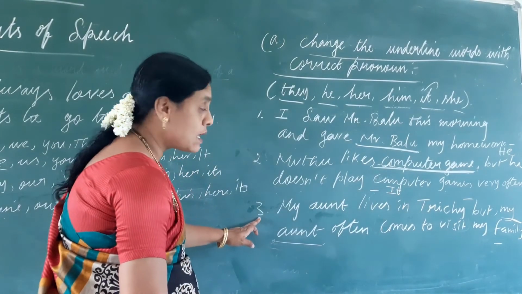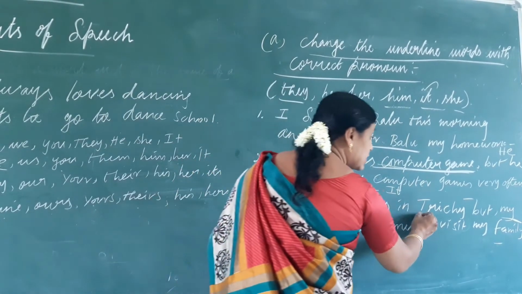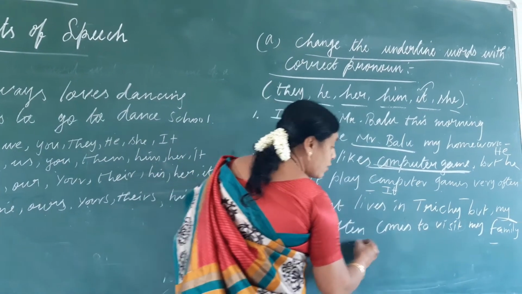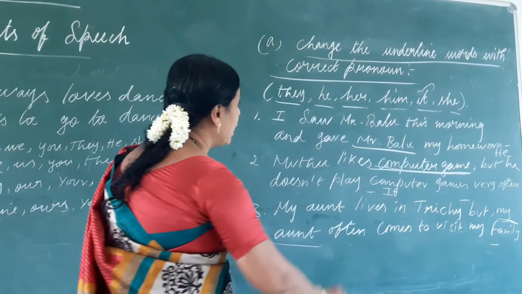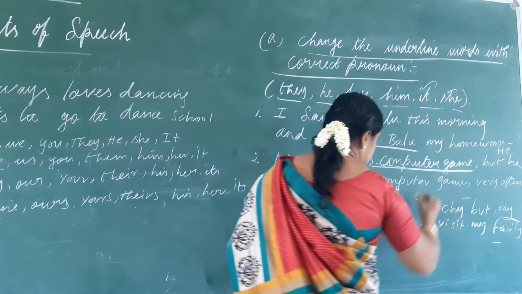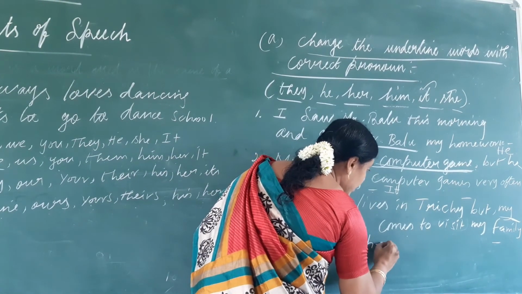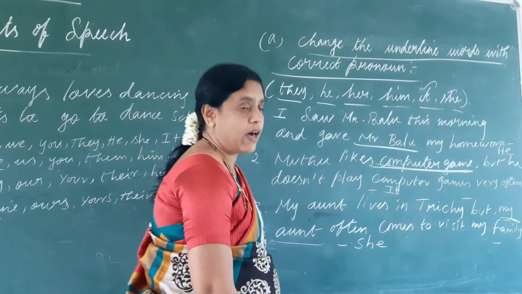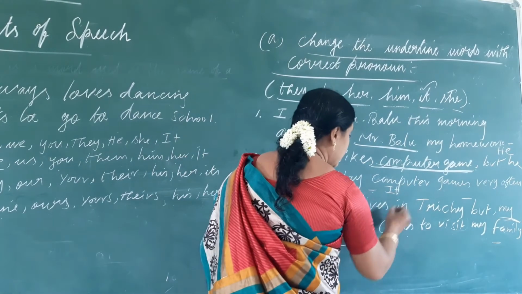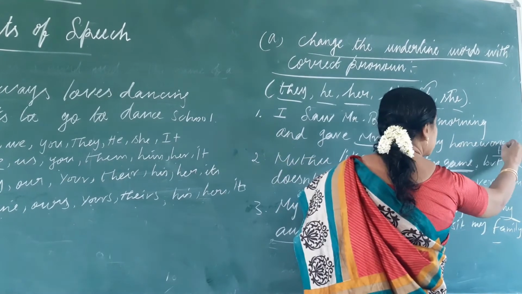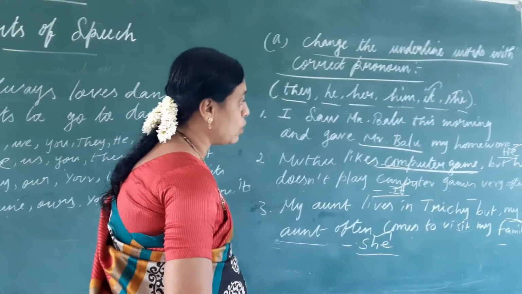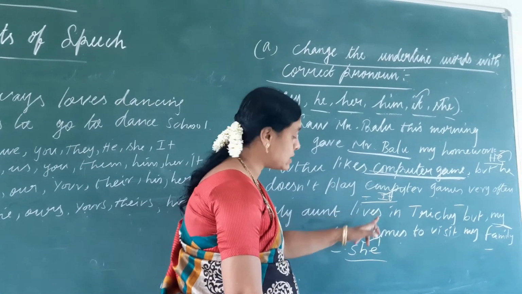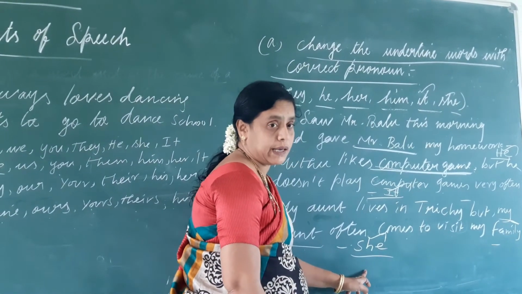And the third one is: my aunt lives in Trichy, but my aunt often comes to visit my family. What do you use here? She. She often comes to visit my family. So here we can use the pronouns he, it, and she: instead of Mr. Balu, he; computer games, it; my aunt, she.